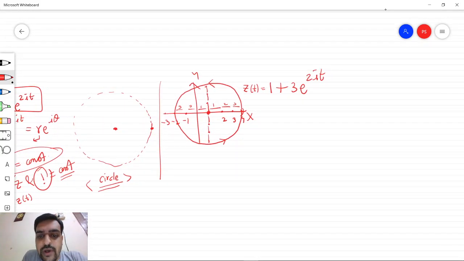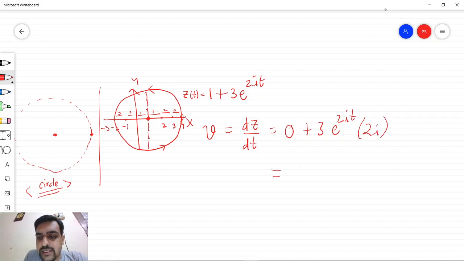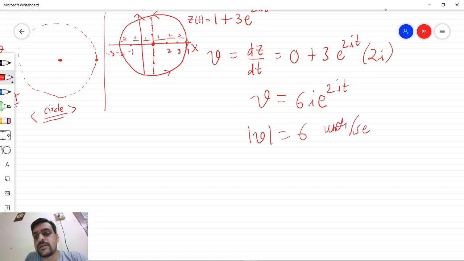Now we can also check for the velocity. Since velocity is rate of change of position as a function of time, we can differentiate this. Derivative of 1 is 0 plus 3 e raised to 2it into 2i, which is 6i e raised to 2it. So this is velocity. Now what is its magnitude? The magnitude is just 6 units. So 6 units per second.